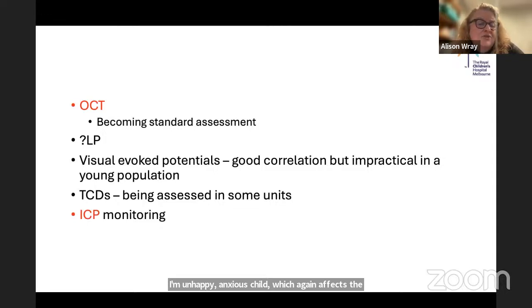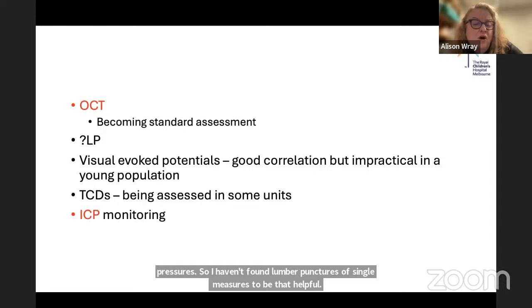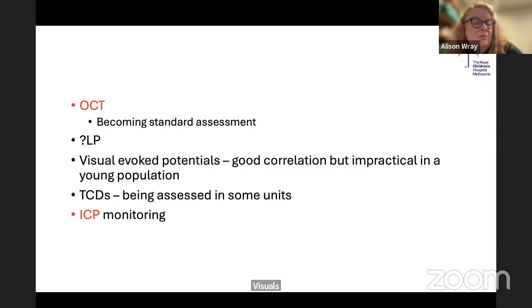Visual evoked potentials in the research domain have good correlation, but they seem to be quite impractical for rolling out and managing in a young population. TCDs are being assessed in some units and showing some promise, but really the gold standard for assessing pressure remains ICP monitoring.